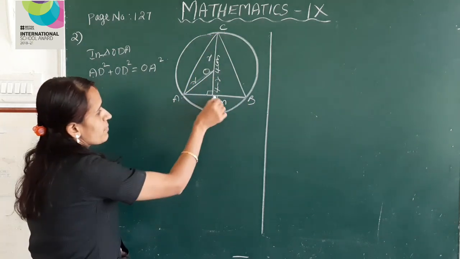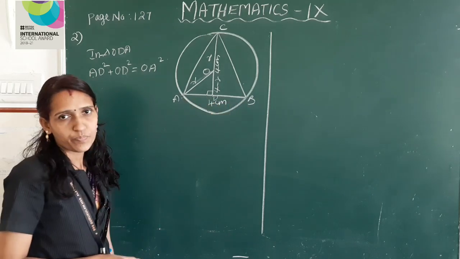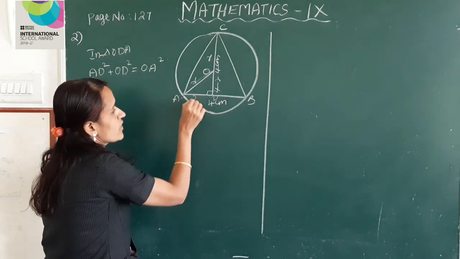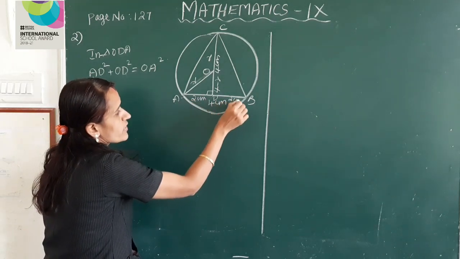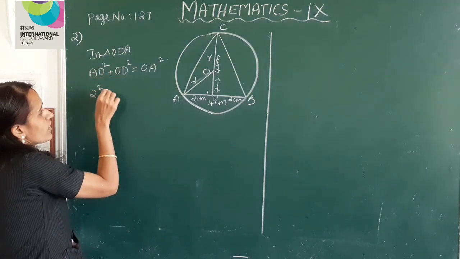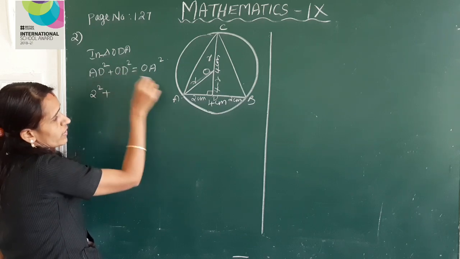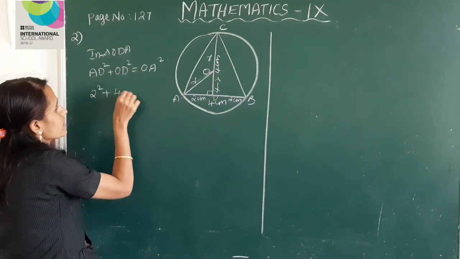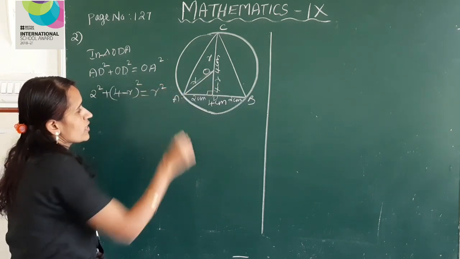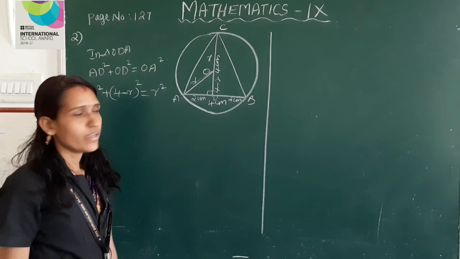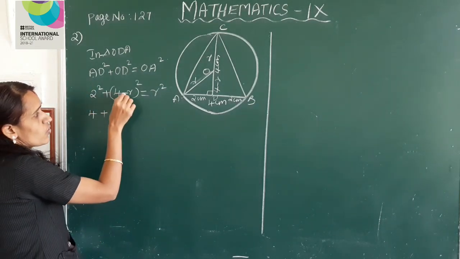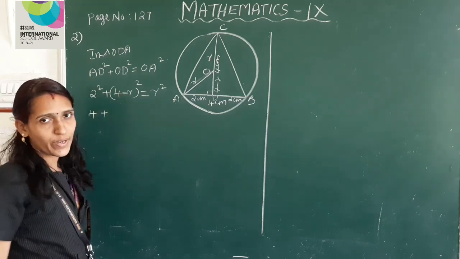D is the midpoint of the chord AB. So AD and BD are equal, that is 2 centimeter and 2 centimeter. Here AD square is 2 square plus OD square. Here OD is 4 minus r, and (4 minus r) whole square is equal to OA square, that is r square. This is equal to 2 square, which is 4, plus (4 minus r) whole square.